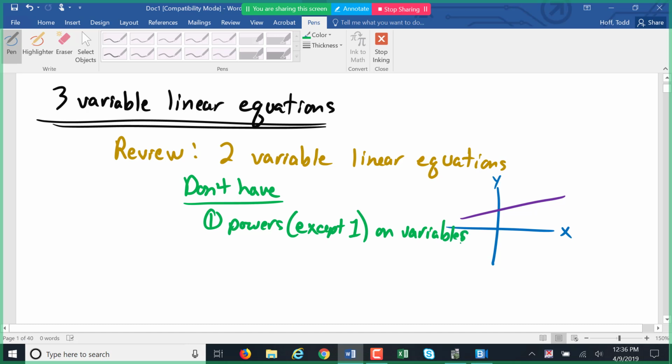We all know that x is really x to the power of 1 and y is really y to the power of 1. But other than that, there were no powers, no squareds, cubes, no square roots. A root is a power. Second, the variable is not in the power. We couldn't have y equals 2 to the power of x or anything like that. And finally, we couldn't divide by a variable.